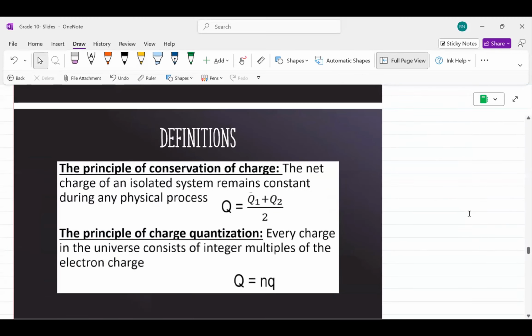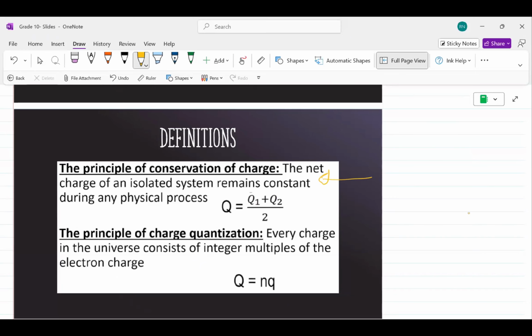Now, we have two primary definitions, right? The first one is the principle of the conservation of charge. And this is that the net charge of an isolated system remains constant during any physical process, right? And so this is when we have two particles and we bring them together and they touch, and then they usually ask you, what is the charge after they are separated? So that we use the principle of conservation of charge.